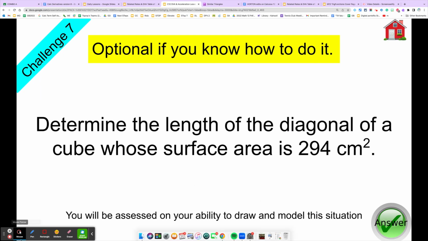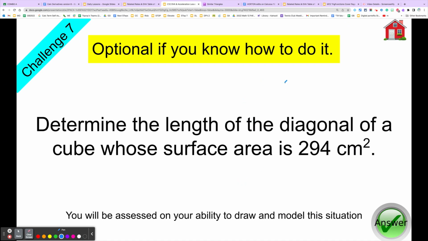So again, I don't want you to be discouraged if you had to watch the last video and not try it on your own. Try this one on your own. So we're just trying to grow in and develop problem solving skills. Determine the length of the diagonal of a cube whose surface area is 294. Okay, wow, that sounds tricky. A cube whose surface area is 294.